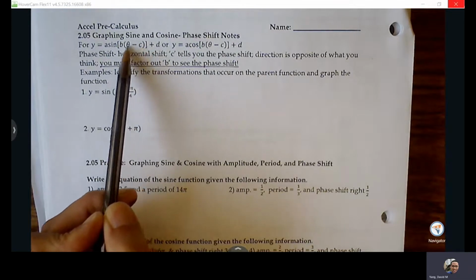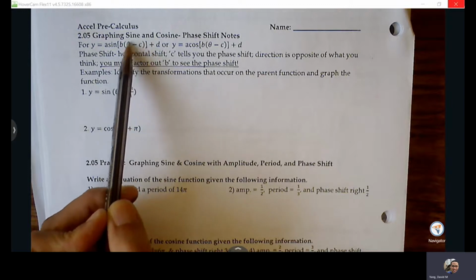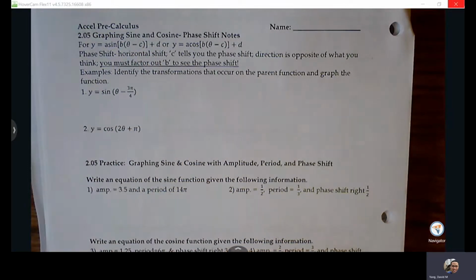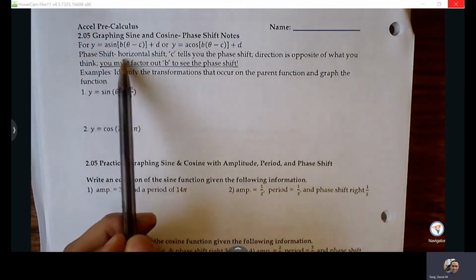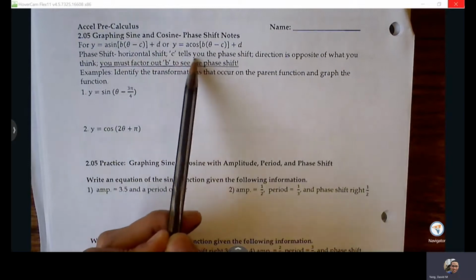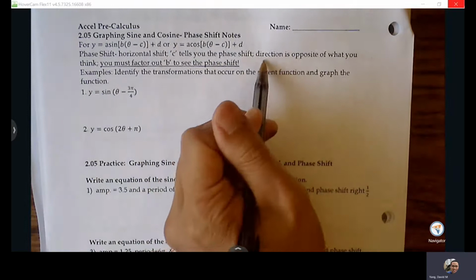Any value that is being added or subtracted with the theta measure inside the sine or cosine is going to do the job of shifting the graph left or right from the parent graph. Okay, so let me read this here. Phase shift is a horizontal shift. That c tells us the phase shift, and the direction is opposite of what you would expect.